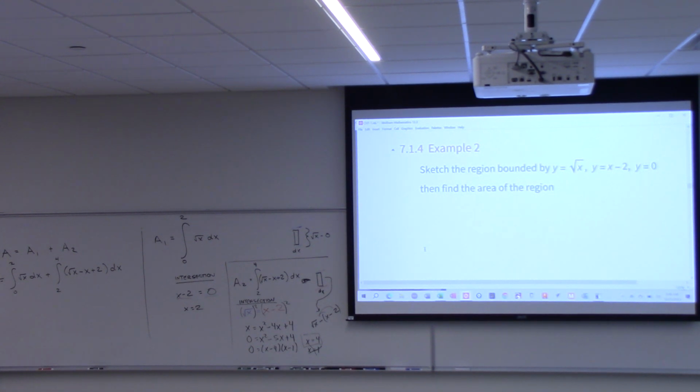All right, time for some antiderivatives. Okay, the antiderivative of the square root of x is 2/3 x to the 3/2. So I'm using the power rule on that, right? Evaluating that from 0 to 2. Plus, now over here, the antiderivative of that is 2/3 x to the 3/2 minus 1/2 x squared plus 2x, but that evaluated from 2 to 4.